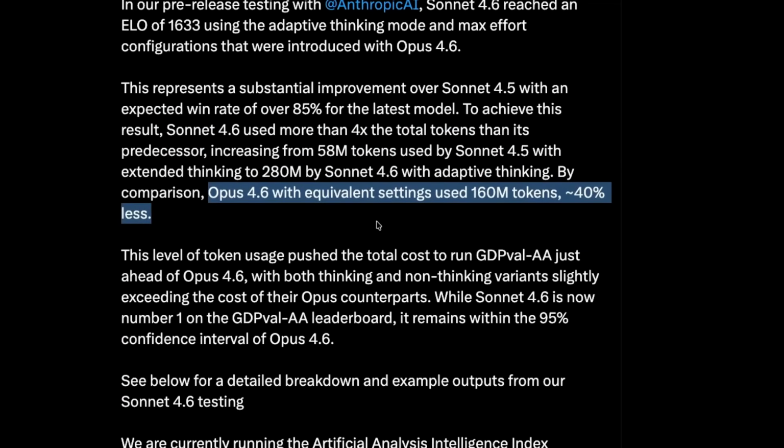By the same comparison, when they compare that to Opus 4.6, it only used 160 million tokens. So it really does seem that Sonnet 4.6 may have a token muncher problem, that while it's going to be faster and cheaper per token, overall, if it ends up using 4 times the amount of tokens as the previous model, you're going to have to wonder whether you're just better to stick with Opus 4.6.